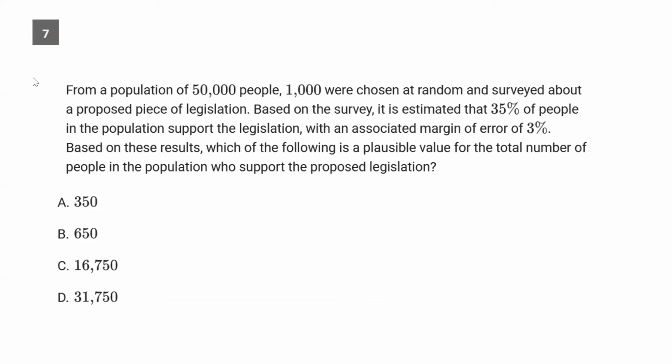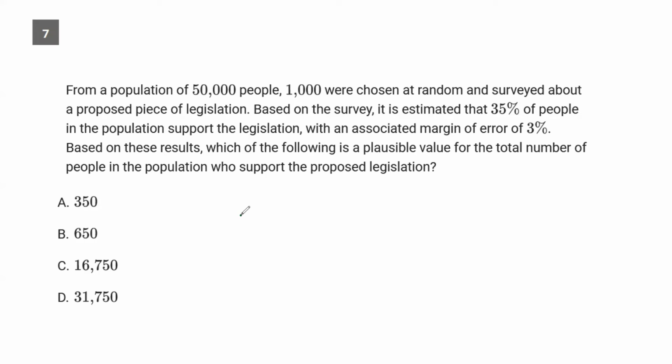Okay, so from a population of 50,000 people, 1,000 were chosen at random and surveyed about a proposed piece of legislation. Based on the survey, it is estimated that 35% of people in the population support the legislation, with an associated margin of error of 3%. Based on these results, which of the following is a plausible value for the total number of people in the population who support the legislation?